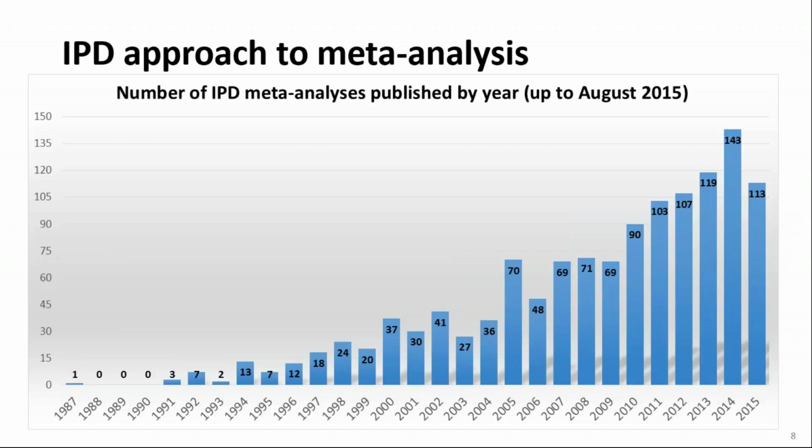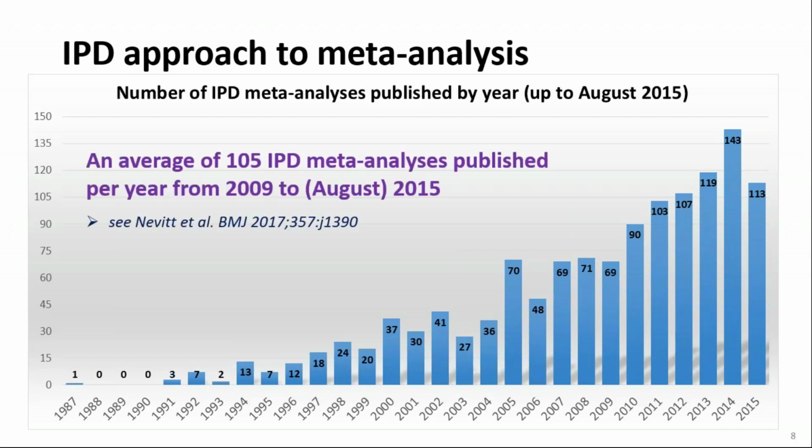So an IPD approach to meta-analysis is becoming more and more popular. As this graph shows, going back to the 1980s, 1990s, forward into 2015, the number of IPD meta-analyses being published each year is greatly increasing. And it's actually increased to an average of 105 IPD meta-analyses being published per year from 2009 up to August 2015.